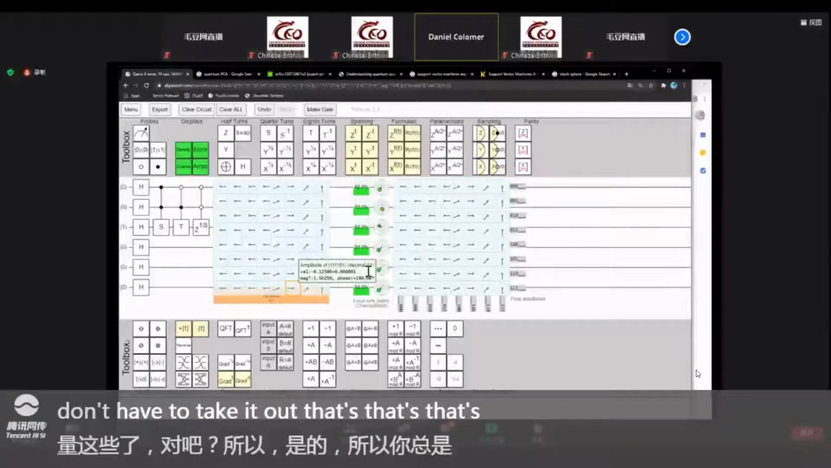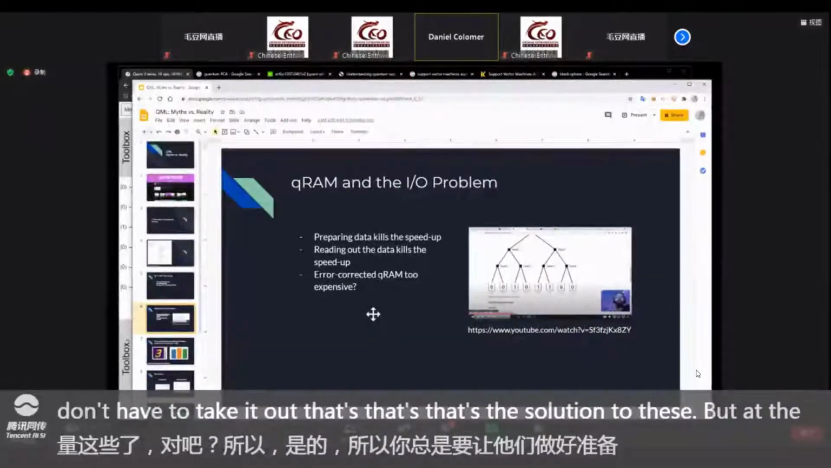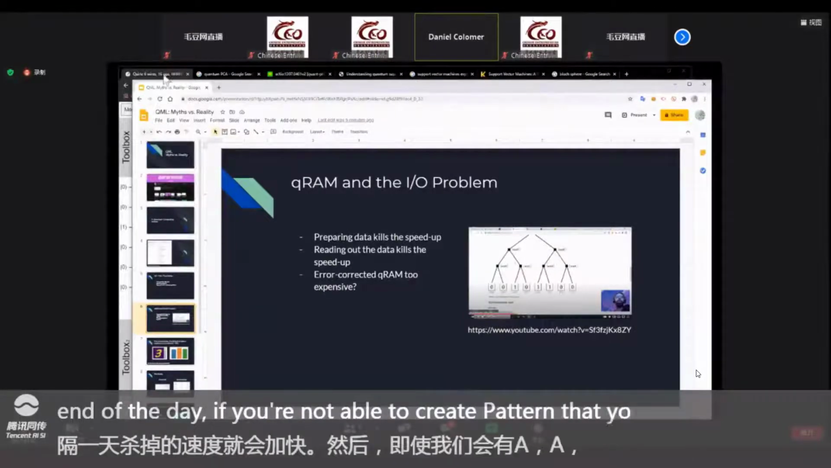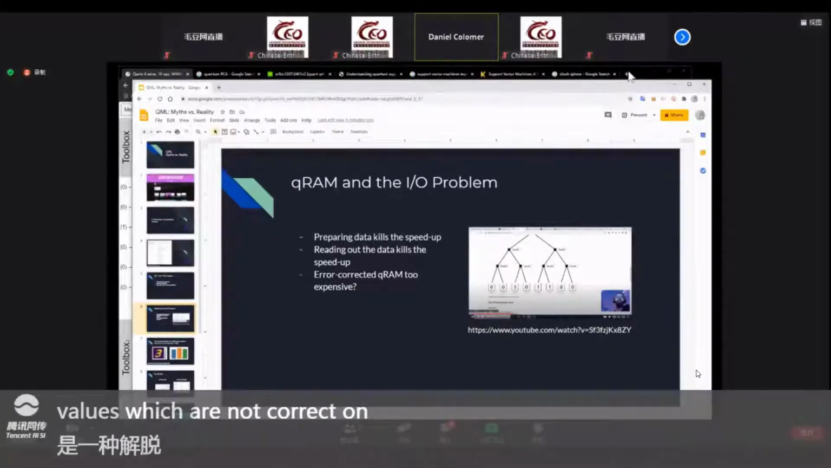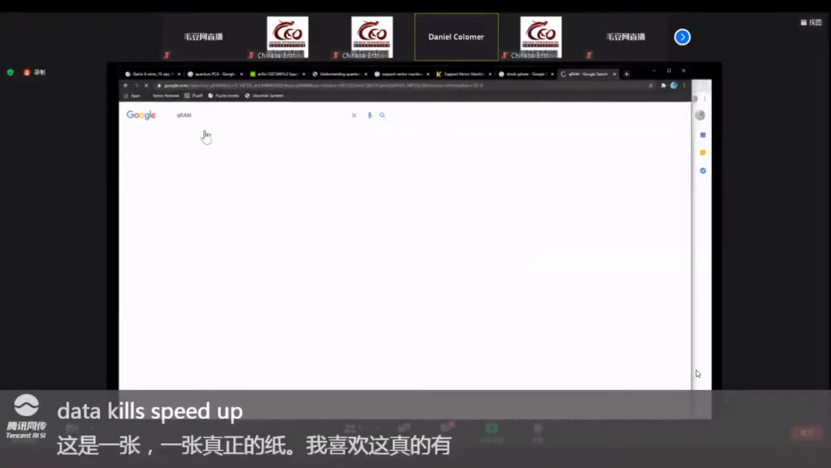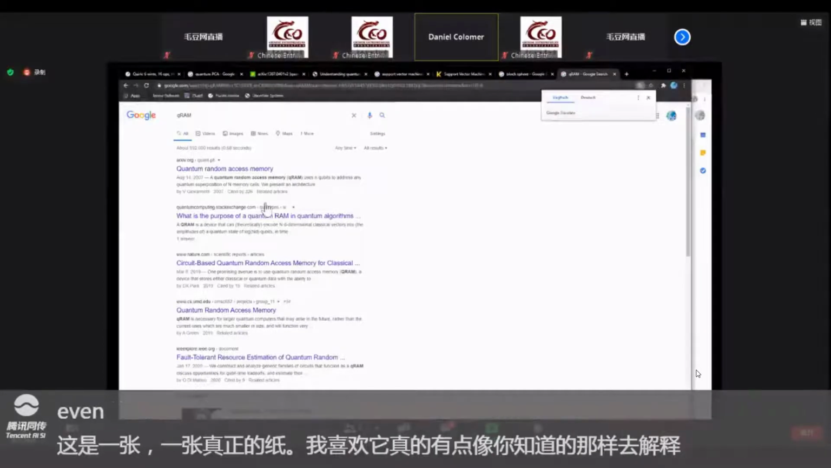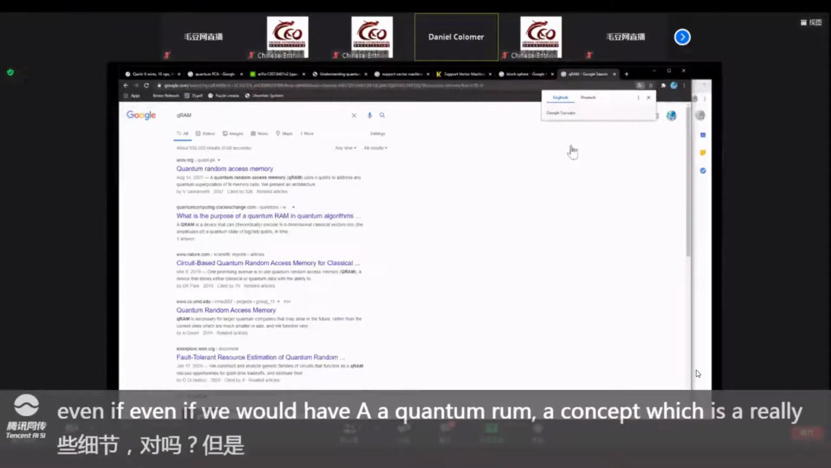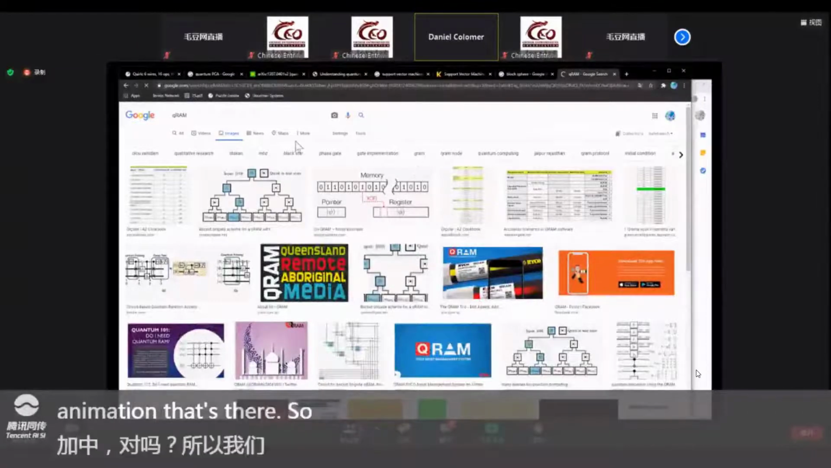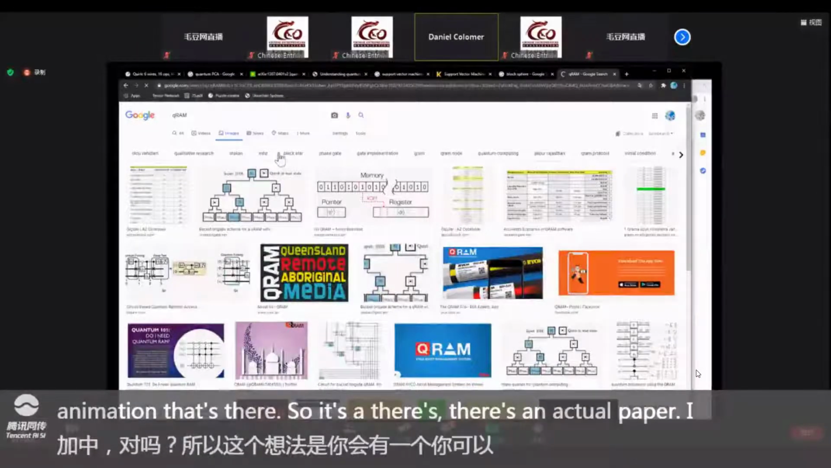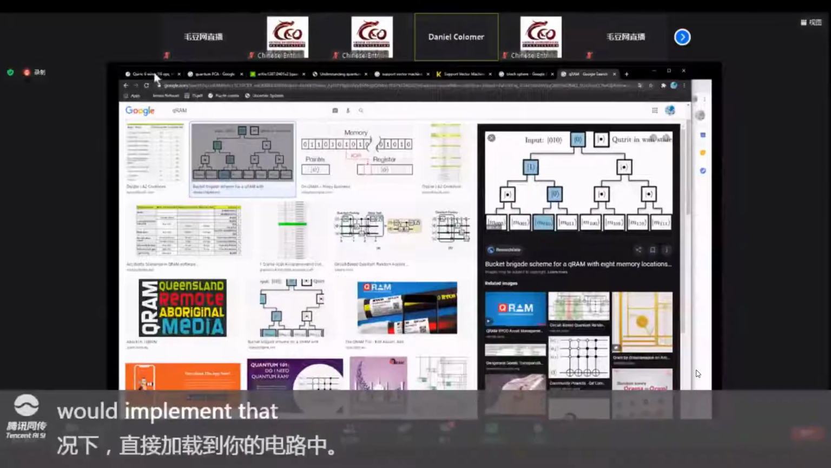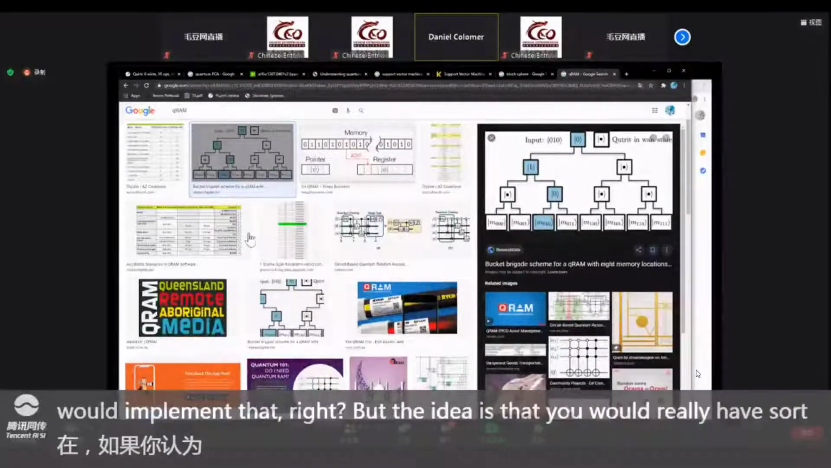So you always have to, preparing the data kills the speed up, reading out the data kills the speed up. And then even if we had a quantum RAM concept, which is a really interesting concept if you think about it, let's see if I can show you the animation that's there. There's an actual paper like that. It goes and explains some of the details of how you would implement that, right? But the idea is that you would have nodes that you could load data into superposition, so you would be able to load, for example, 3 elements directly into your circuit in superposition, but it's not cheap, right? So that's the point.